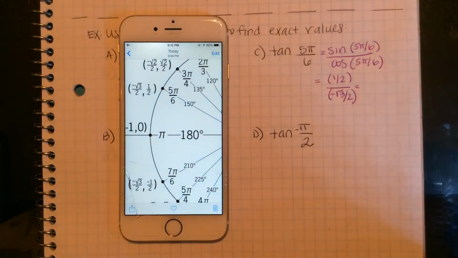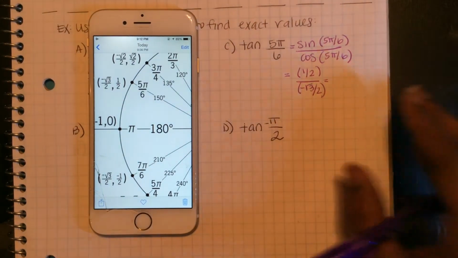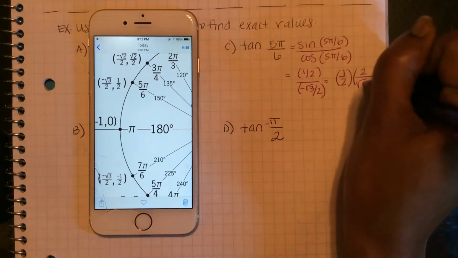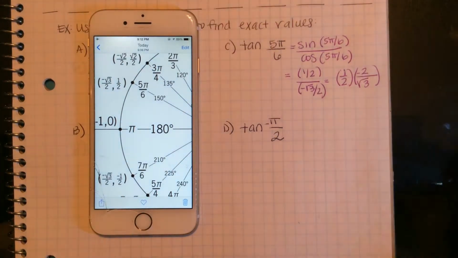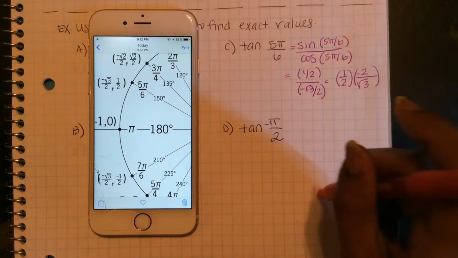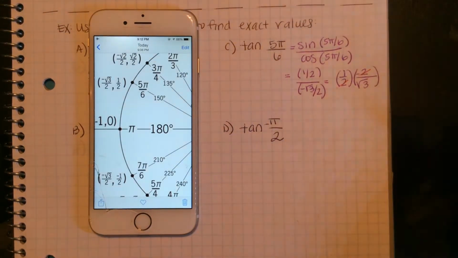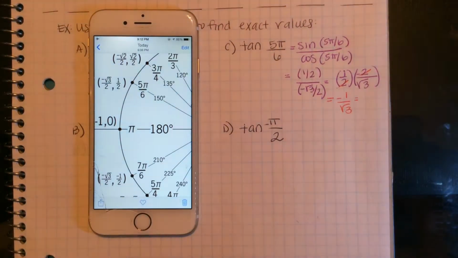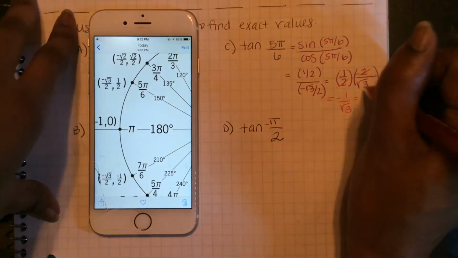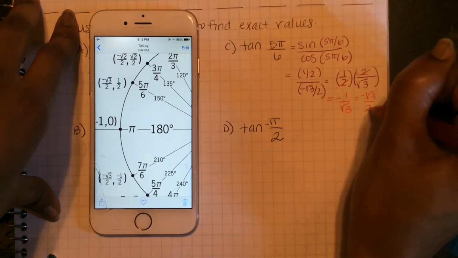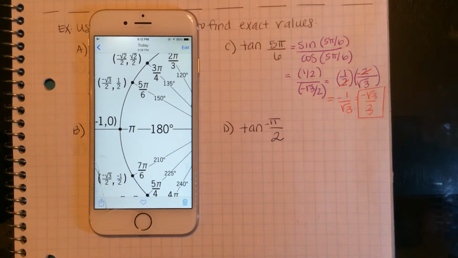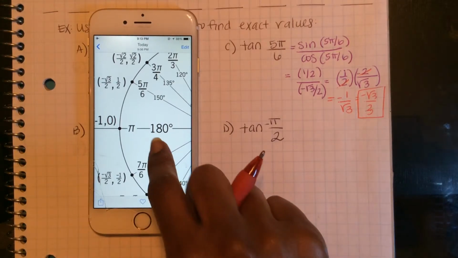Now, to simplify, to divide by a fraction is the same as multiplying by its reciprocal. 1/2 multiplied by 2 over square root 3, negative. So then I see that my 2's would cancel. So I have negative 1 over square root 3, rationalizing my denominator without showing any work, negative square root 3 over 3. So when we find tangent, we do sine over cosine.